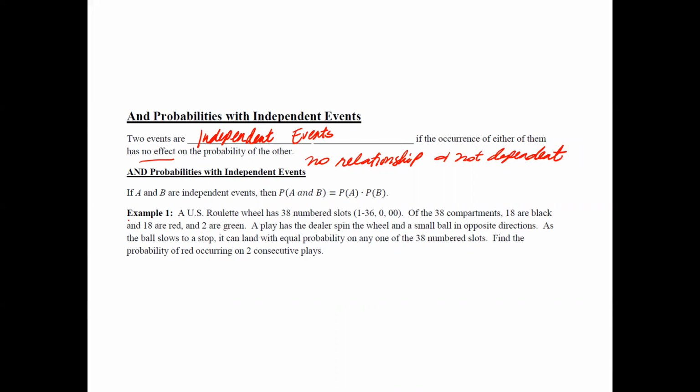So let's take a look at example 1. Go ahead and read that. All right, so the question says, find the probability of a red occurring on 2 consecutive plays. Consecutive basically means the play is going to be back to back. And you want the first spin to land on a red, and the second spin to land on a red as well. So here are the possibilities.